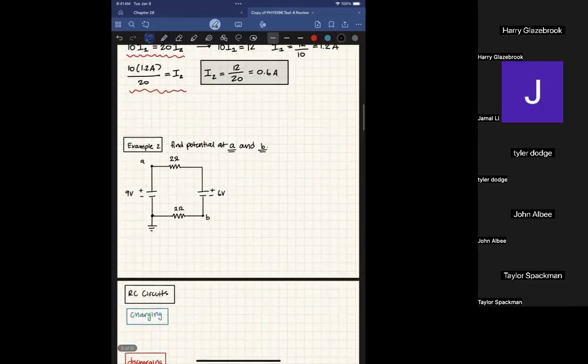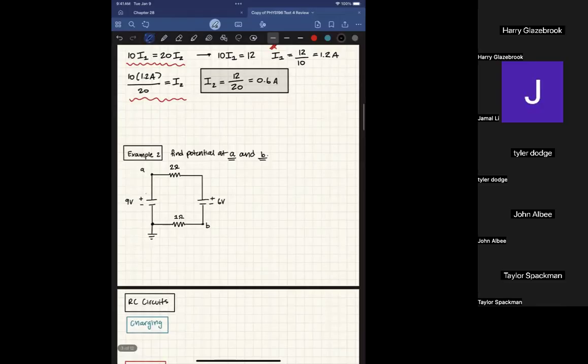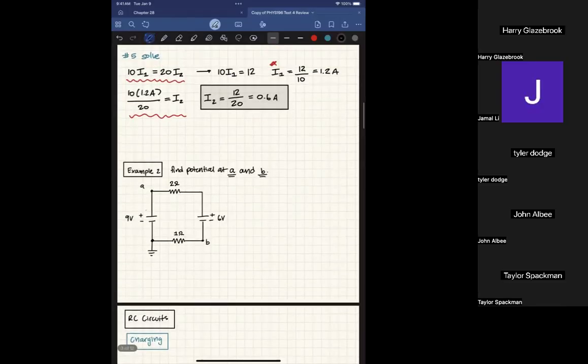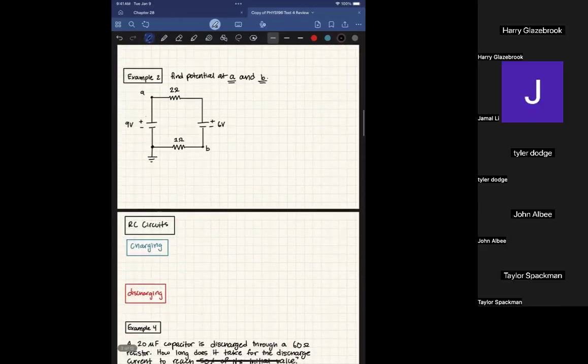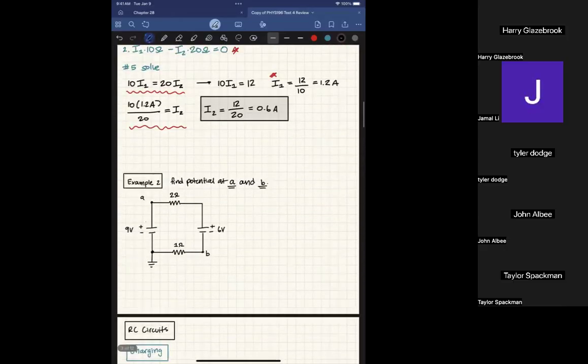If we have time at the end, I'll do example 2. Right now I'm going to move on to RC circuits just to make sure we get to everything.